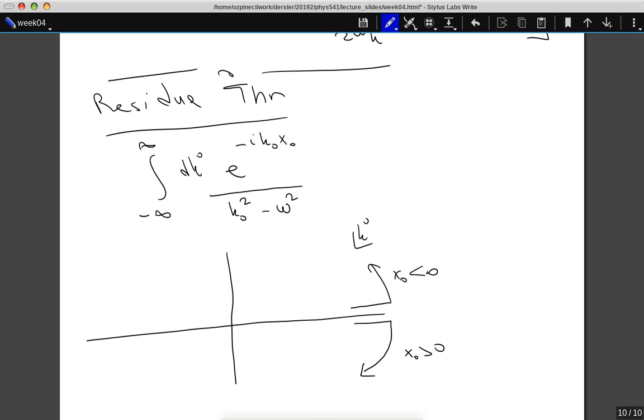Now, it has two poles, at k0 equal to plus omega and k0 equal to minus omega. Well, the integrand written in this form is not really well defined, so I have to shift these poles slightly in the complex plane. I have various choices. For example, I can shift both of them towards the upper plane. If I shift both of them in the upper plane, the resultant integral will be 0 if x0 is larger than 0.